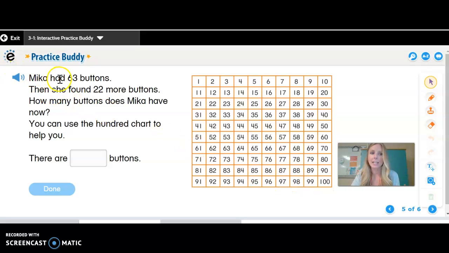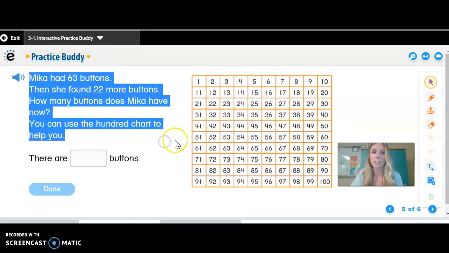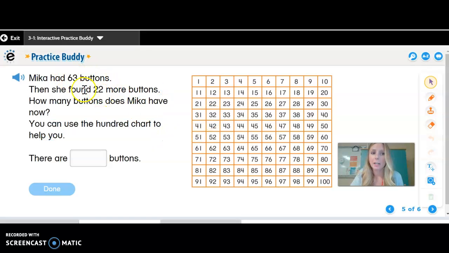This says Mika has 63 buttons. Then she found 22 more buttons. How many buttons does Mika have now? Okay, so she had 63 and she found 22 more. So we're adding more buttons together. And we can use our hundreds chart to help us. Which number is bigger, 63 or 22?